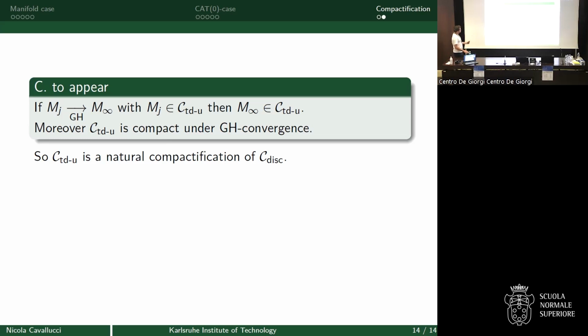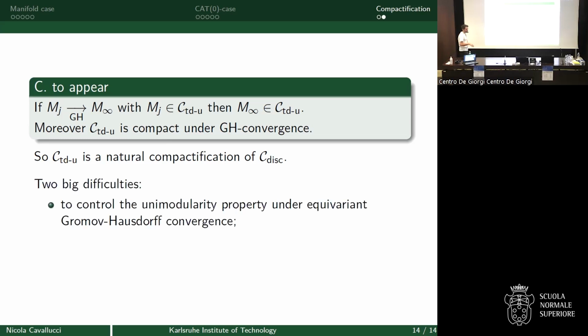Now I'm going to stop, but before, just two very quick comments on the difficulties of this proof. First is a technical fact that you have to control the unimodularity property under Fukaya convergence, equivariant Gromov-Hausdorff convergence, and a priori there is no reason why this property should pass to the limit, especially because in the collapsed case, you start from a totally disconnected or discrete group, and you get something which has a connected component of the identity. So the nature of the group is completely different in the limit. Okay, so you have to do something to show this.